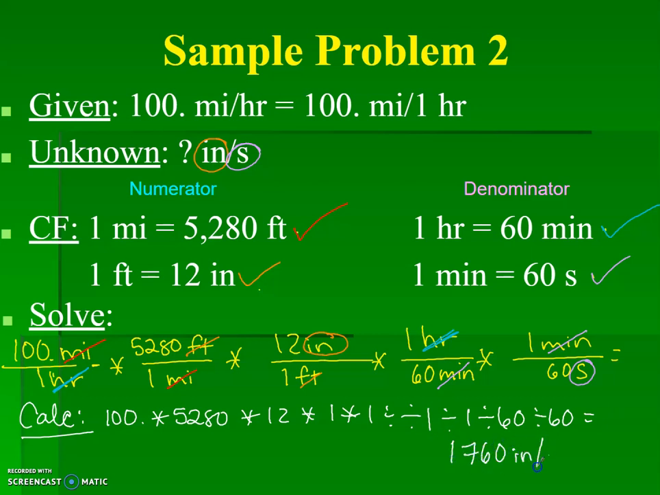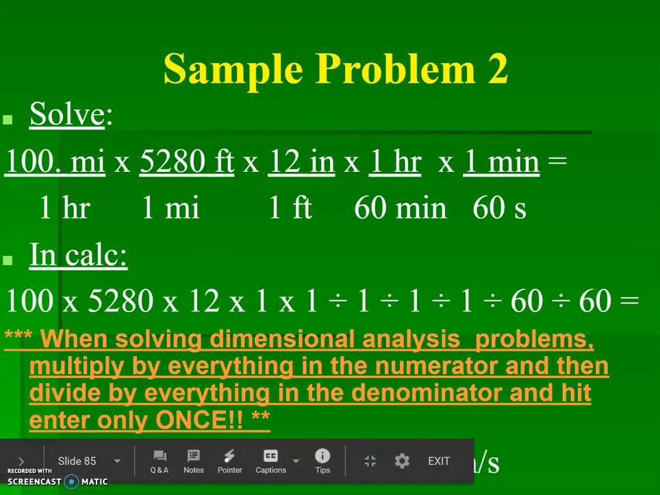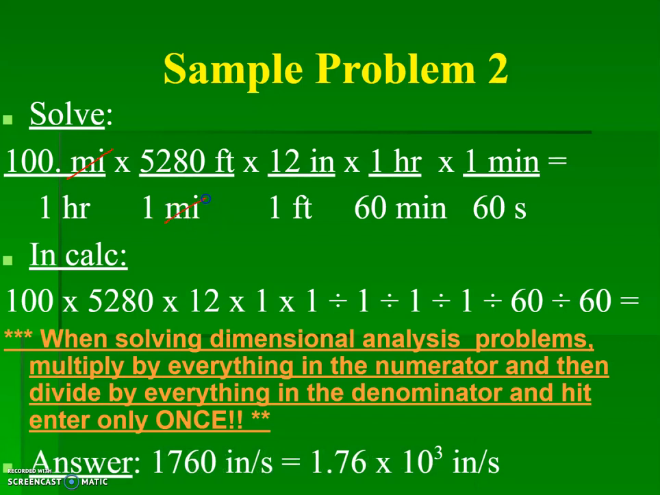What we see as our final answer is 1760 inches per second. This has 3 sig figs, so does this. You can also put 1.76 times 10 to the third inches per second if you would like. That's the same thing.